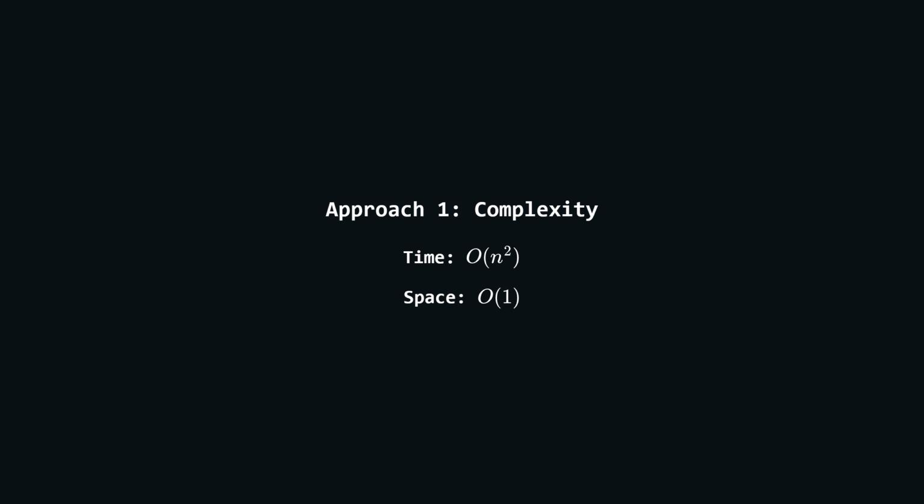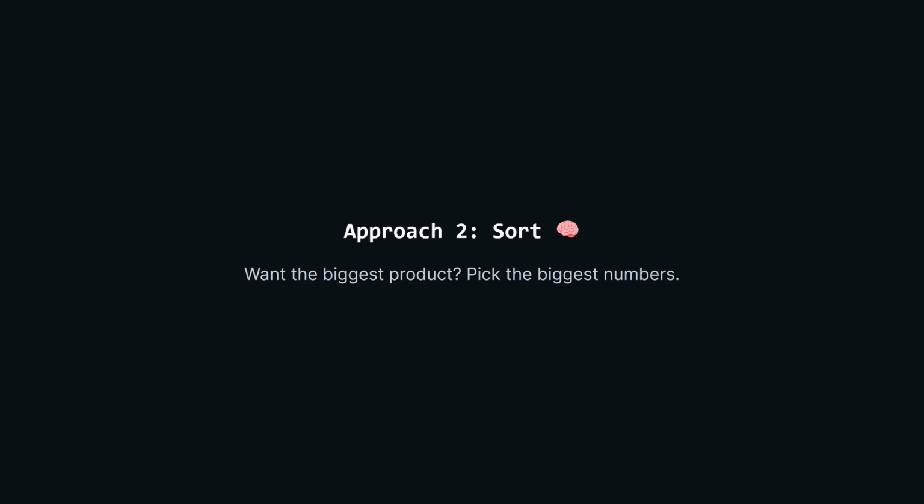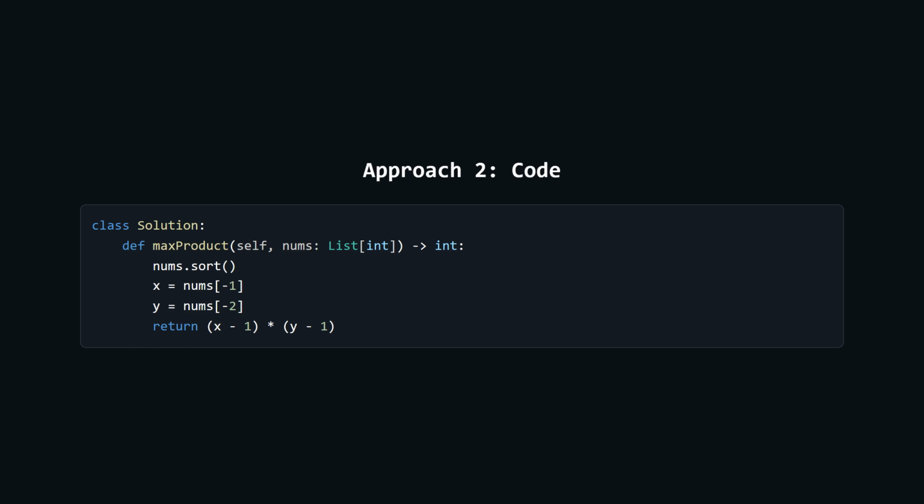Can we do better? Intuitively, since all the numbers in our list are positive, the way to get the biggest product is to simply multiply the two biggest numbers together. So a very easy way to find the two biggest numbers is to just sort the entire list. Once sorted, the biggest numbers will be sitting right at the end. This makes the code super short.